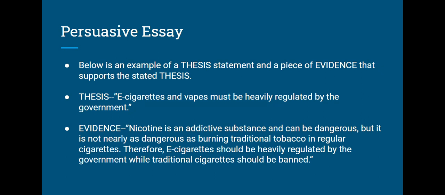And then they're going to go in and give a piece of evidence that backs up that thesis. The evidence here being: nicotine is an addictive substance and can be dangerous, but it is not nearly as dangerous as burning traditional tobacco and regular cigarettes. Therefore, e-cigarettes should be heavily regulated by the government, while traditional cigarettes should be banned. And again, this evidence is meant to support that thesis that e-cigarettes and vapes should be regulated, not necessarily banned, but regulated by the government. Right? So evidence is always going to support that thesis. If you can't draw a direct connection between the evidence you're providing and the thesis that you're stating, do not include the evidence, because it's not going to support your thesis.